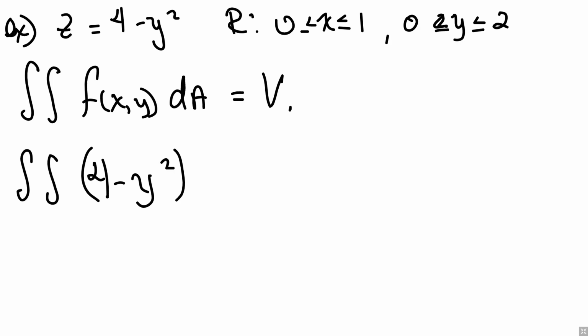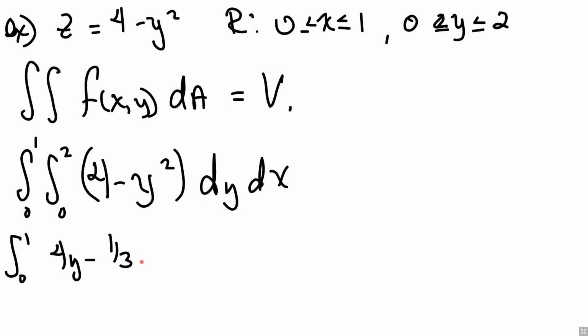And once I do y, I know that when I get ready to do x, it's going to be easy. So I'm going to do dy dx. It doesn't matter if you did dx first and then dy, you're still going to end up with the same answer. So for the inner integral, I'm going to go from 0 to 2. For the outer, I'm going to go from 0 to 1. The first time I'm going to integrate with respect to y, so I'm going to get 4y minus 1/3 y cubed, evaluated from 0 to 2.